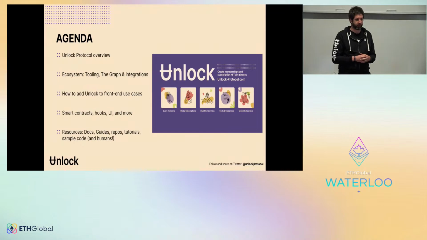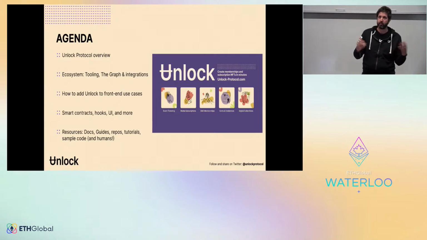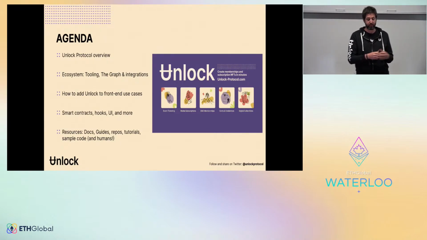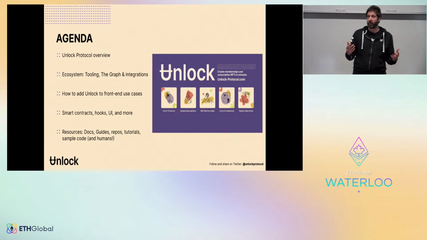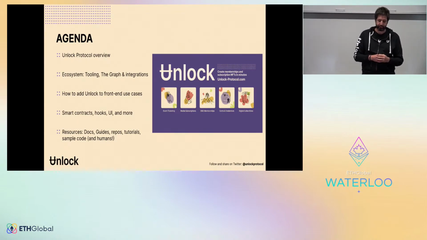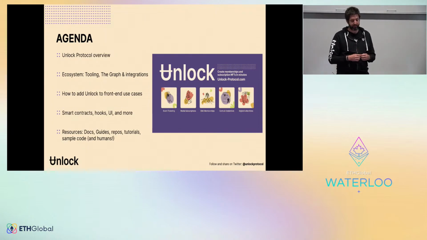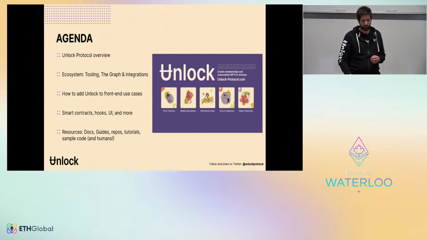We'll talk about this for about half an hour, through which we'll go first through a bit of theory, and then we'll move to a more practical live coding example. So first, a quick overview of Unlock, the protocol, then an overview of the ecosystem, the tools, including subgraphs and existing integrations. Then we'll go into a live coding example, as I said, to see how you can add Unlock to your front-end applications. Then we'll give a little intro about how you can also integrate this into smart contracts via the use of hooks. And finally, we'll have a bunch of pointers to docs, guides, repos, and tutorials that we have, and that you're more than welcome to use as a basis for your own work.